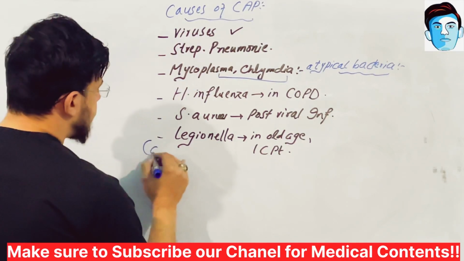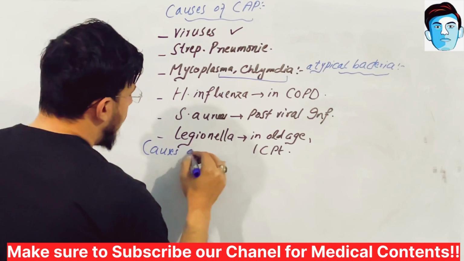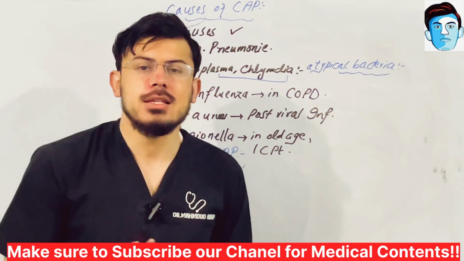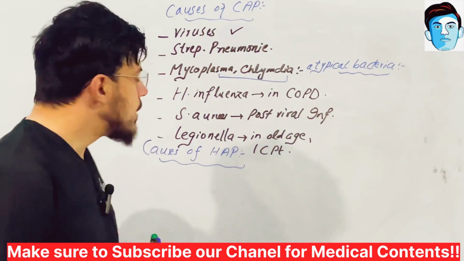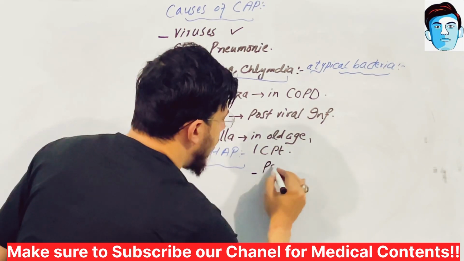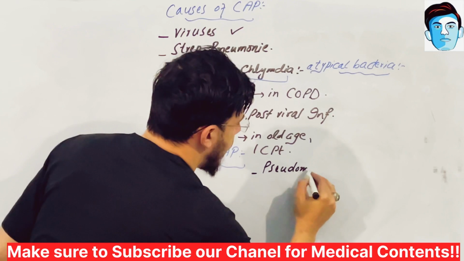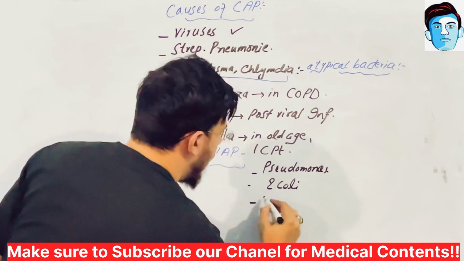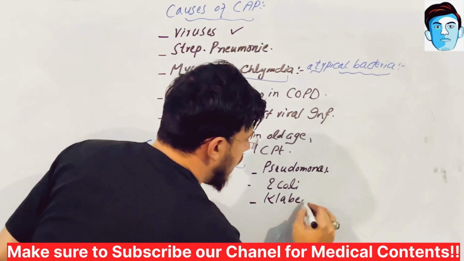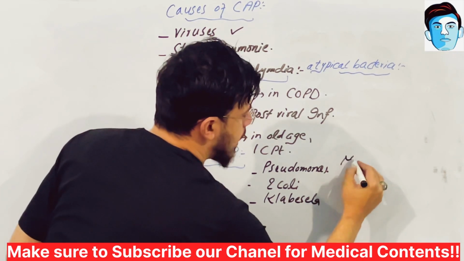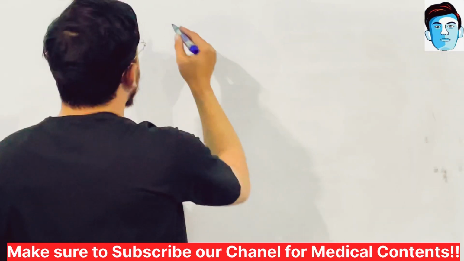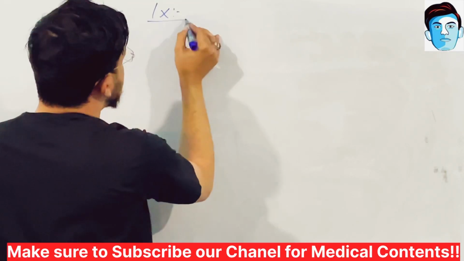Causes of hospital acquired pneumonia. Hospital acquired pneumonia is mainly caused by resistant bacteria, and those resistant bacteria are Pseudomonas, E. coli, Klebsiella, MRSA, and VRSA.